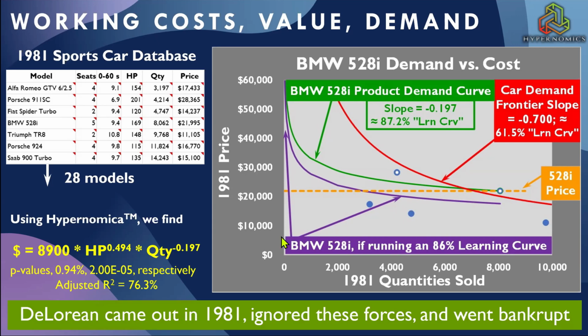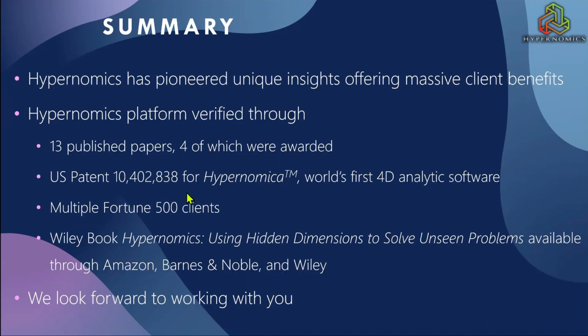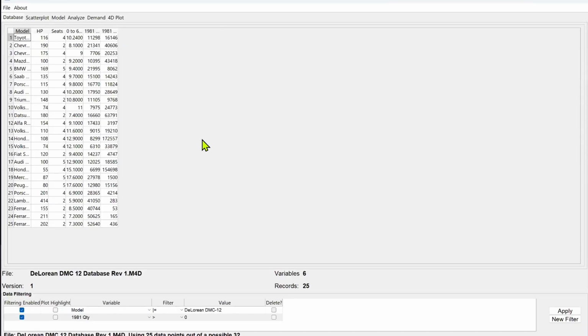So the DeLorean came out in the year that we did this study. Basically, you can go back in time and figure out these data points, which I did. DeLorean came out in 81, ignored these forces, and they went bankrupt. So that's the reason that we study this stuff. What we're going to do now is cut over to a different window here, and we're going to look at the actual HypernomiicA software as it could be used to create an analysis here.